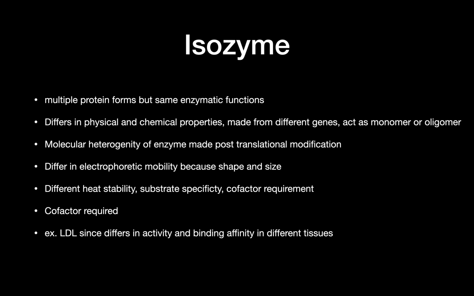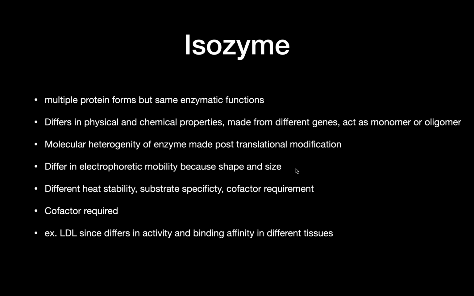So isozymes are multiple protein forms, but they have the same enzymatic function. They differ in physical and chemical properties, and they are made from different genes. They can act as a monomer or an oligomer. And the molecular heterogeneity of the enzyme is made by post-translational modification.